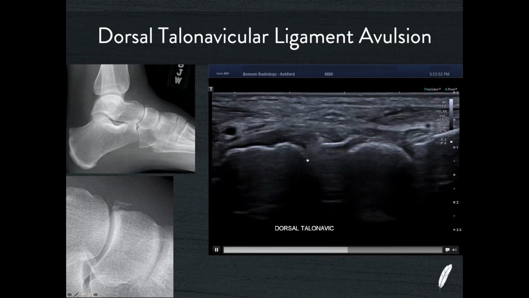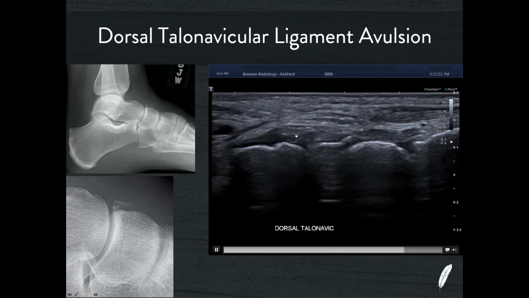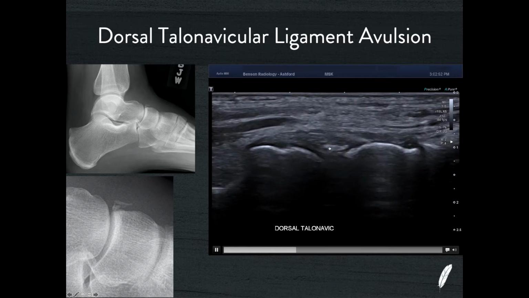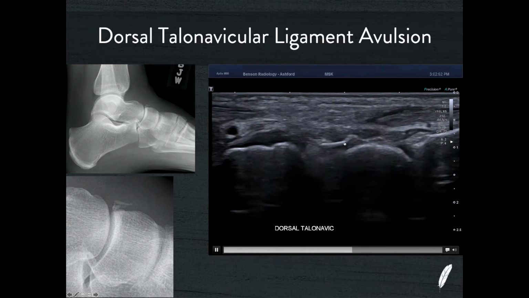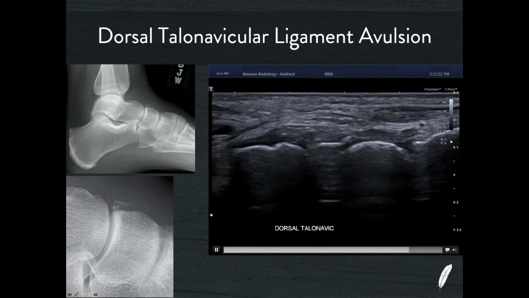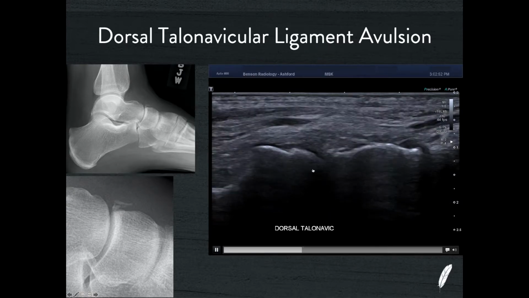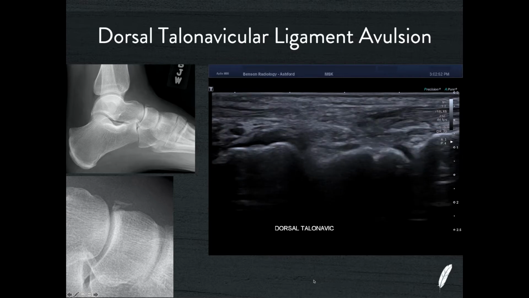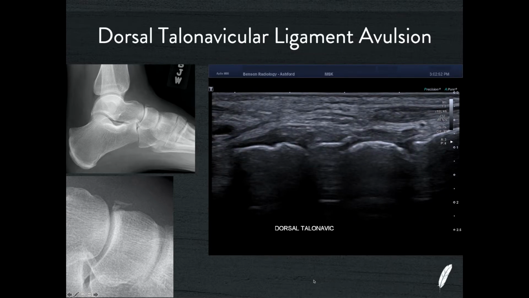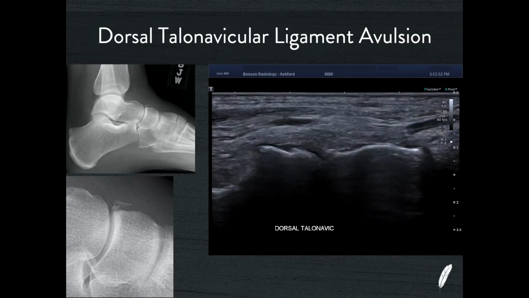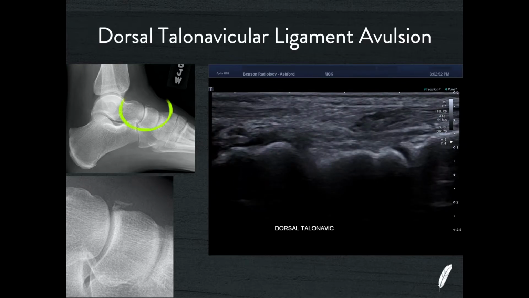So this is the talus and this is the navicular, and you can see this is where the dorsal talonavicular ligament should be, but in this case there's been an avulsion fracture, and you can see this piece has been pulled off of the navicular bone, and when we blow up the radiograph you can see that this is the avulsion fracture here. This avulsion fracture of course is in the Chopart line, so we need to then consider that other ligaments in the Chopart line will also be affected by this trauma.